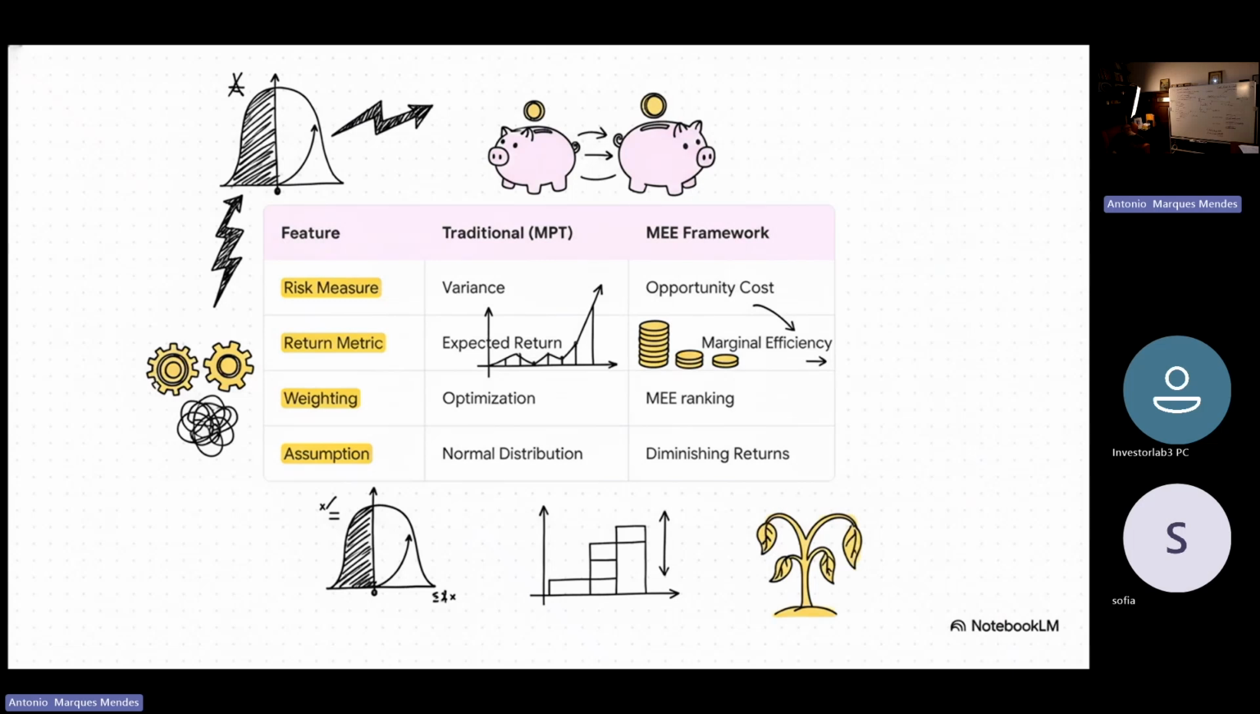MEE is focused on the efficiency of your very next dollar. How do you build a portfolio? MPT uses complex black box optimization. MEE uses a simple, logical ranking system. At the end of the day, one is built on a fragile assumption that returns fit a perfect bell curve, and the other is built on an iron law of economics, diminishing returns.